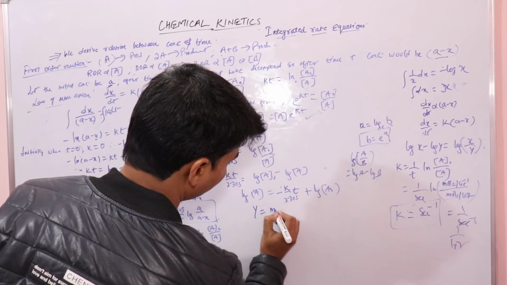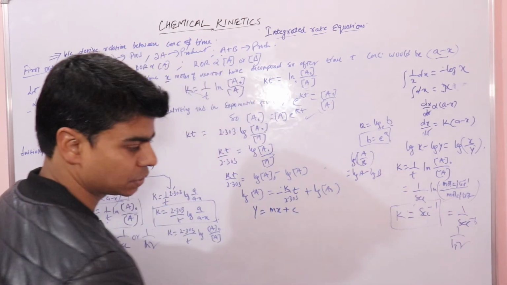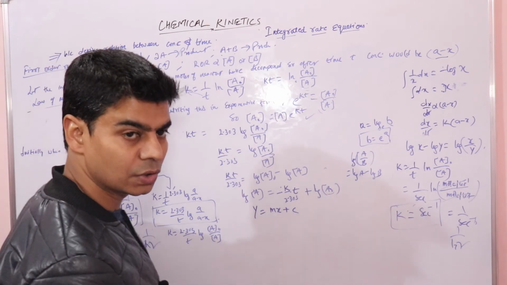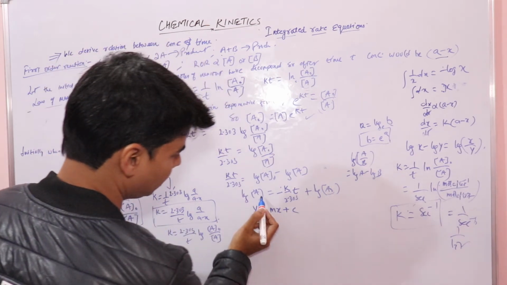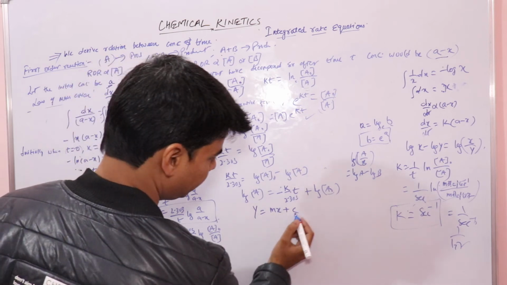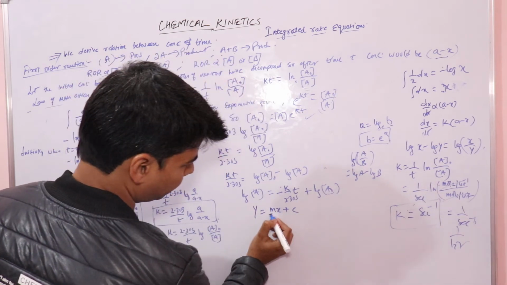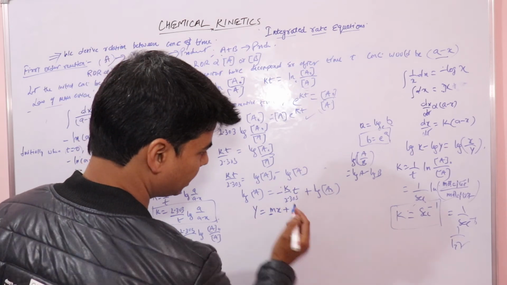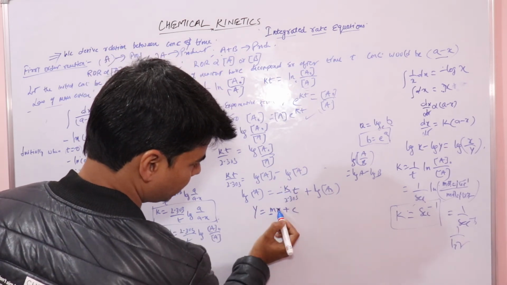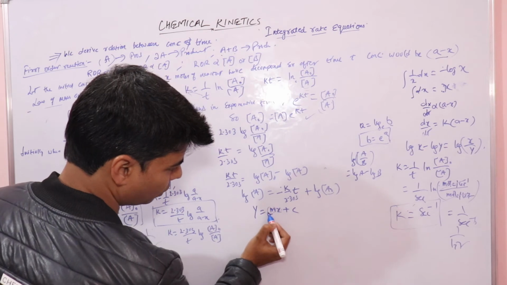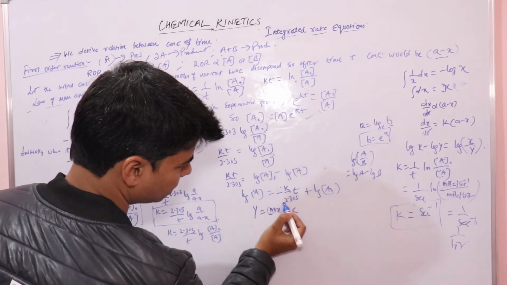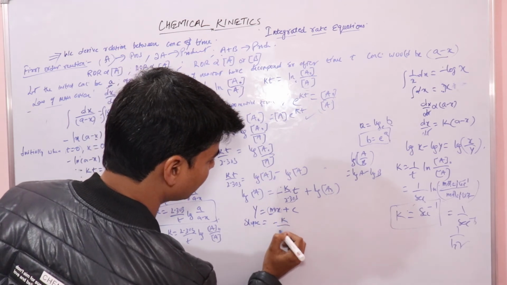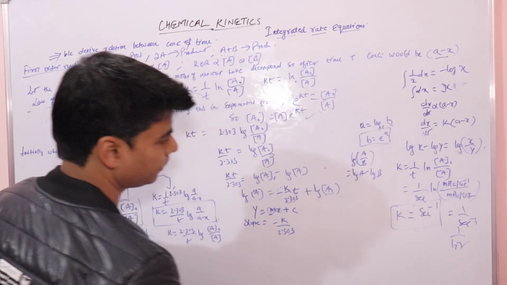You can compare it with the straight line equation y = mx + c, right? Here c is a constant. This is a0, your initial concentration, which is constant. This is variable. Here x can vary, m is your slope, so t can vary, and this is your slope. So the slope would be equal to minus k upon 2.303, right?